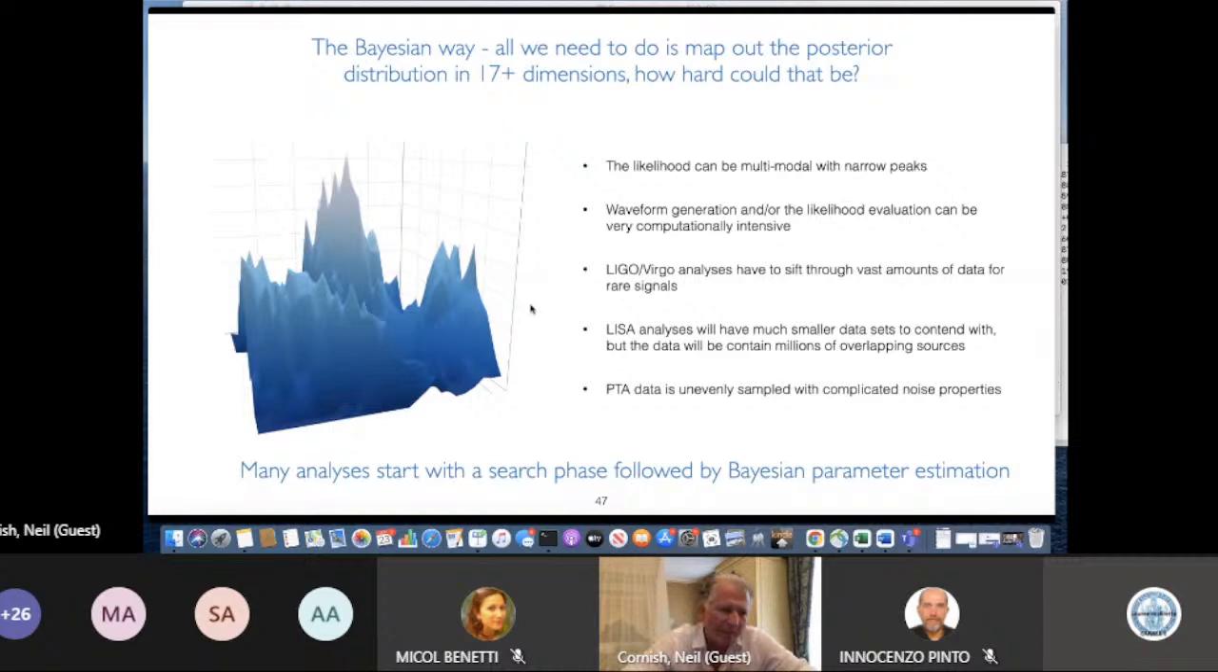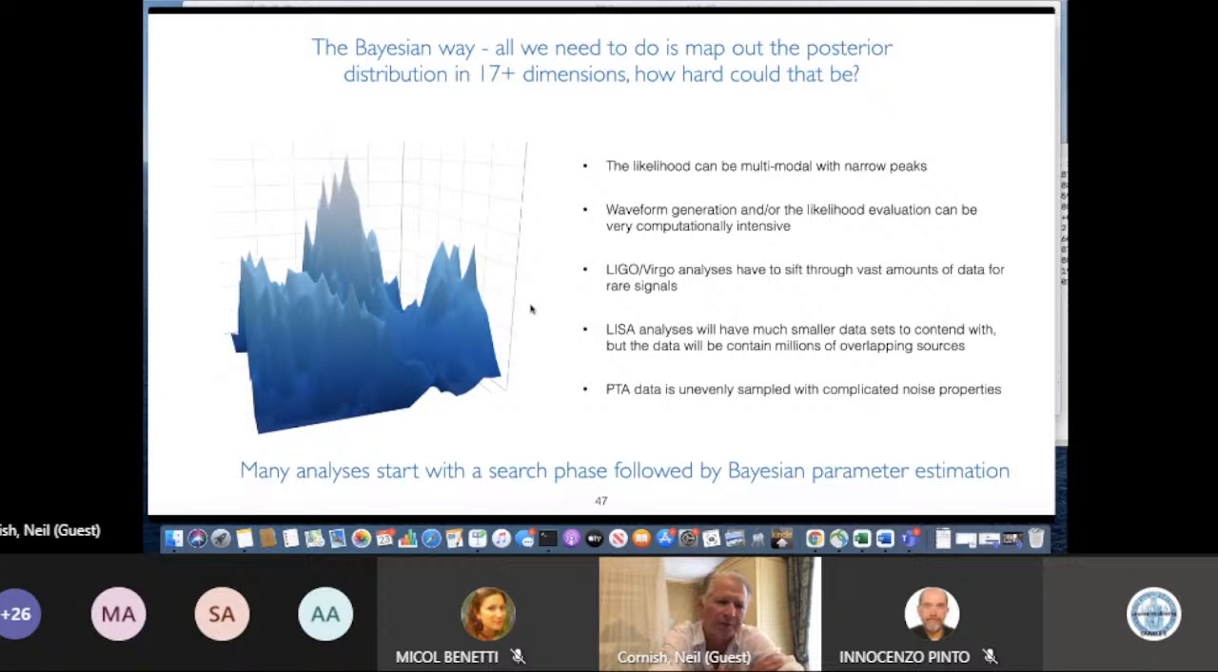The typical LIGO-Virgo analyses, once a signal has been found, usually have a search phase and then a characterization phase where we do this more expensive Bayesian analysis. The Bayesian analysis used by LIGO often takes weeks or even months to complete. It's possible to do it more quickly, but it's hard to get it down below, say, a few minutes to analyze a few seconds of data. So either you run a lot of computers or you maybe find another way.